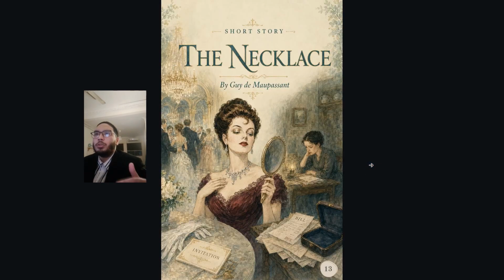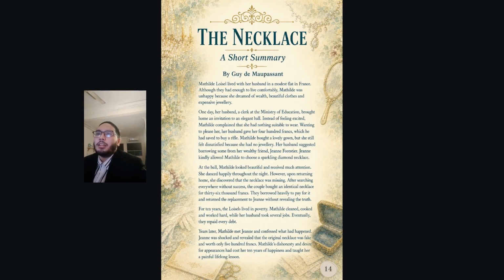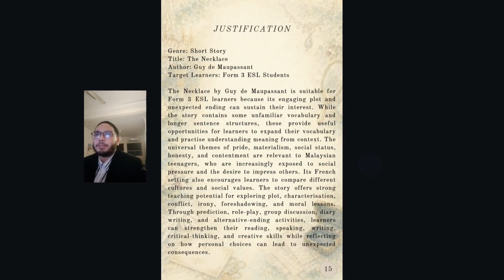Now we'll move on to the short story, which is The Necklace by Guy de Maupassant. Here is the short summary of the short story. We want to use this short story in particular because it has an engaging plot, and it has an unexpected ending that might be memorable enough for the students themselves.